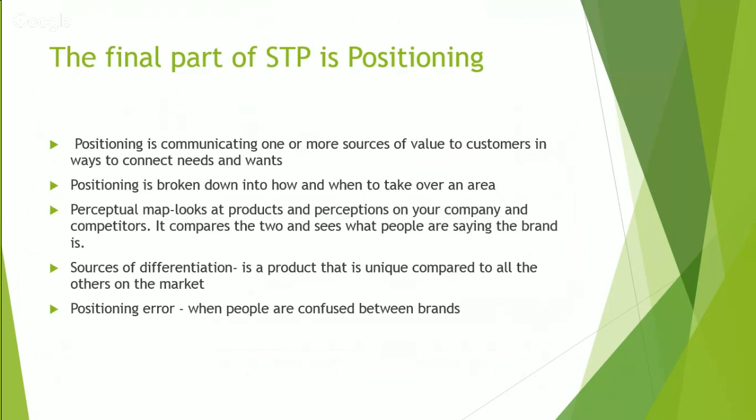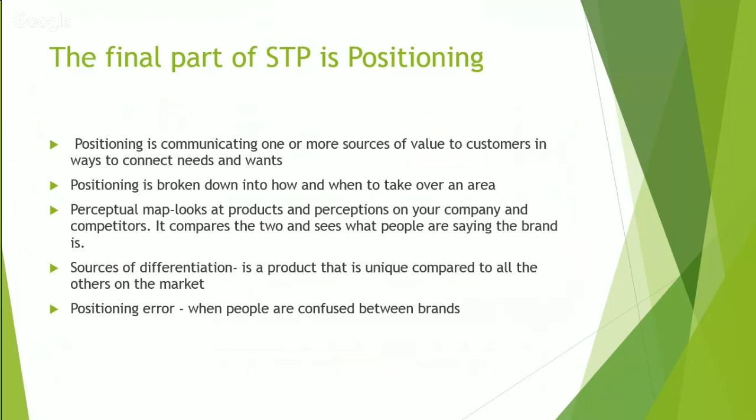The final part of STP is positioning. Positioning is communicating one or more sources of value to customers and ways to connect needs and wants. Positioning is broken down into how and when to take over an area. This can be seen in things such as perceptual maps. This map looks at products and perceptions of your company and competitors. It compares the two and sees what people are saying the brand is.